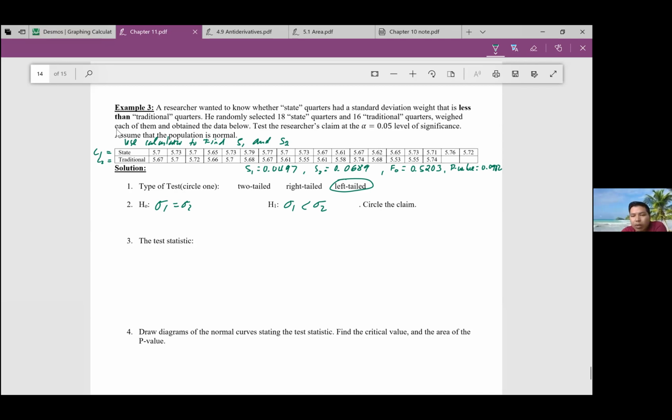And then what did you get? Did you get the same F naught? You're probably not gonna get the same F naught because you're using the wrong number for S1 and S2. So you might want to go back and fix that to get your F naught. And because the F naught is not correct, therefore your p-value will also not be correct. One little number can change the whole game. Yeah, because I ended up getting the answer that you put, the 0.5203.